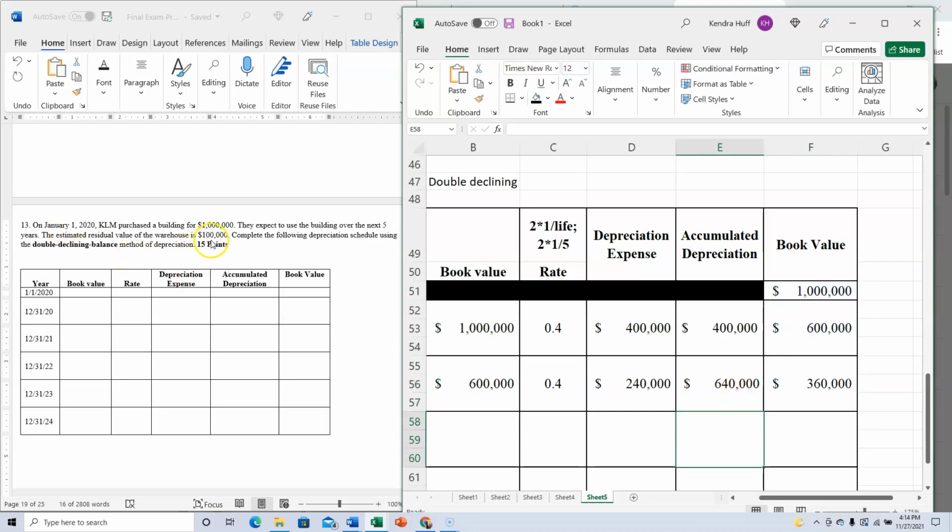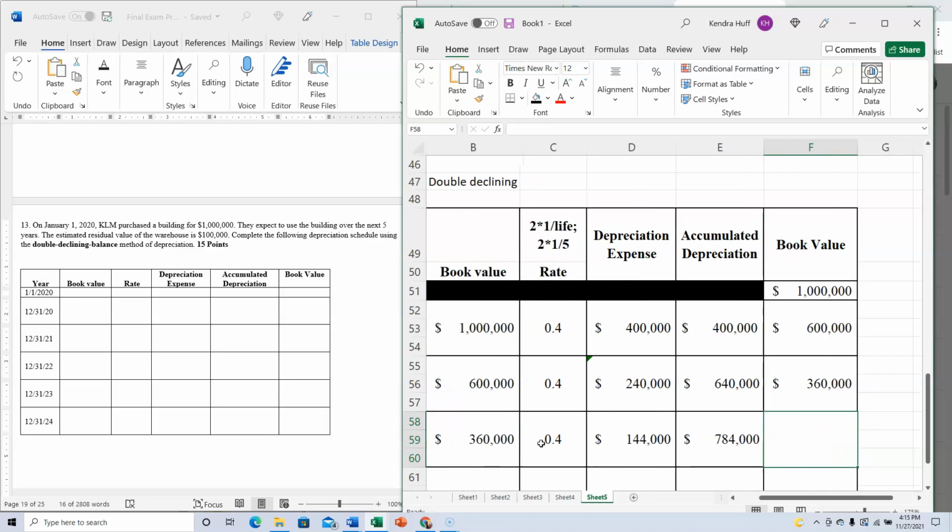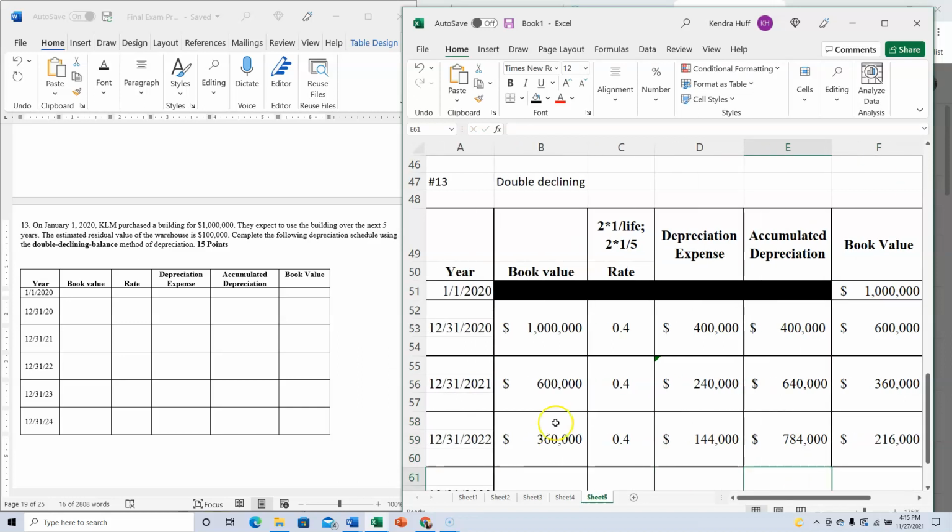And remember, it's got to stop when book value hits 100,000. So then the 360 comes down, 0.4, and then it's 360 times the 0.4, then 640 plus the 144. I don't know why that keeps going up there. And then the million cost minus the accumulated. So now book value is 216.